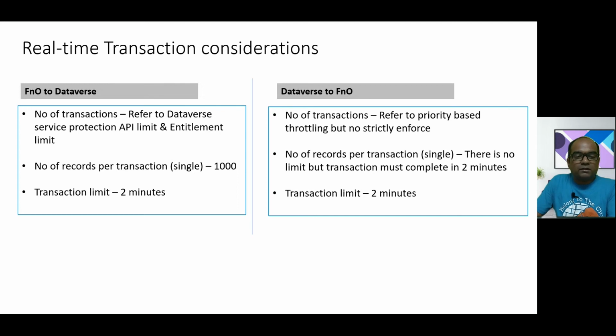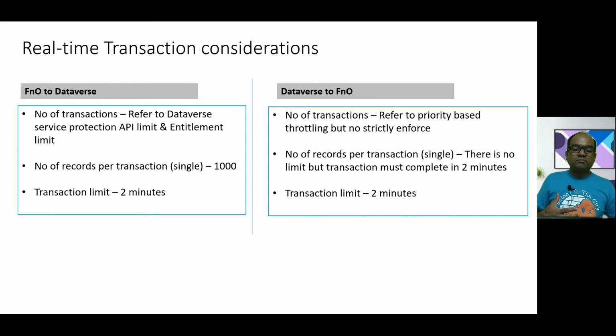At the same time, from Dataverse to FNO, where Dataverse synchronizes data to FNO, there is no limit for FNO to import records in terms of number of records per transaction. However, it is always advisable, and Microsoft also recommends on the docs.microsoft.com site, to validate the priority-based throttling, but it is not strictly enforced when transactions are synchronized from Dataverse to FNO. In terms of number of records per transaction from Dataverse to FNO, there is no limit as mentioned in the previous point. However, the transaction must complete within 2 minutes.